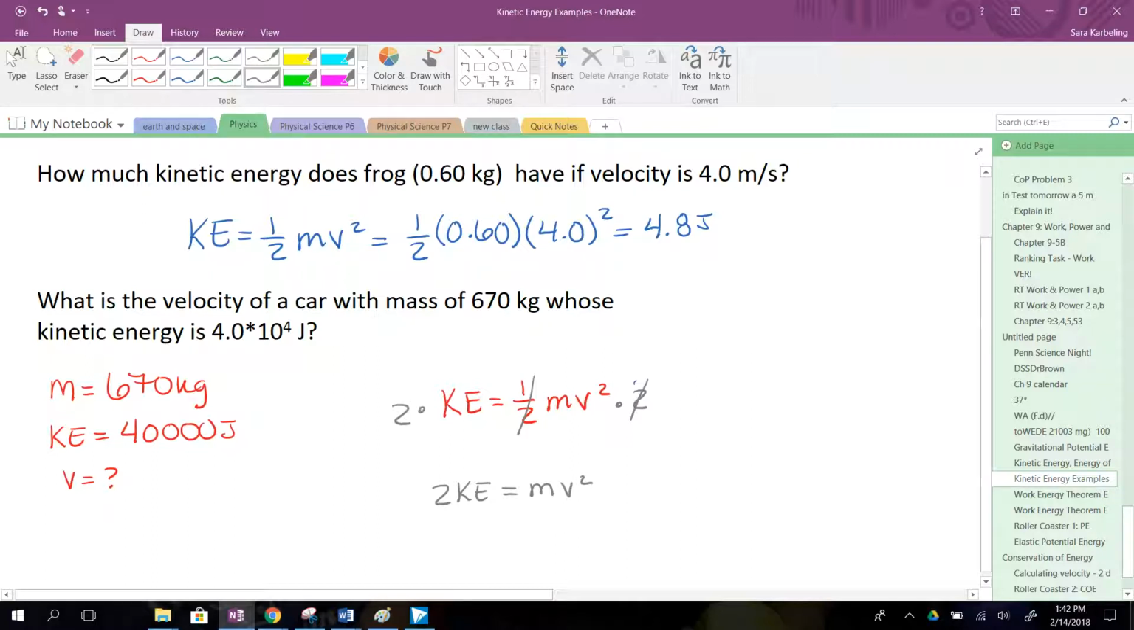Now what happens? Divide by mass? Oh, shoot, I forgot it was velocity. Yeah, this is why we're doing this, right? Yeah.